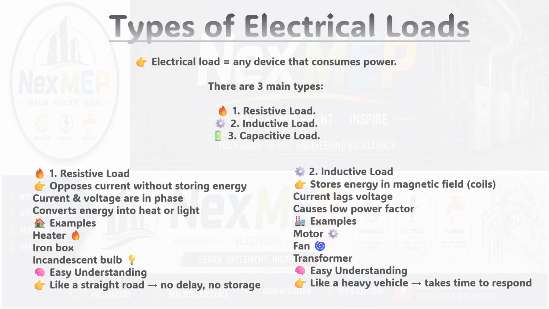Next, inductive load. Inductive loads store energy in a magnetic field through coils of wire. In these loads, current lags behind voltage, meaning current comes a little after the voltage. This lag is what causes a low power factor. Common examples are motors, fans, and transformers. Think of it like a heavy vehicle: when you press the accelerator, it takes a moment to respond.